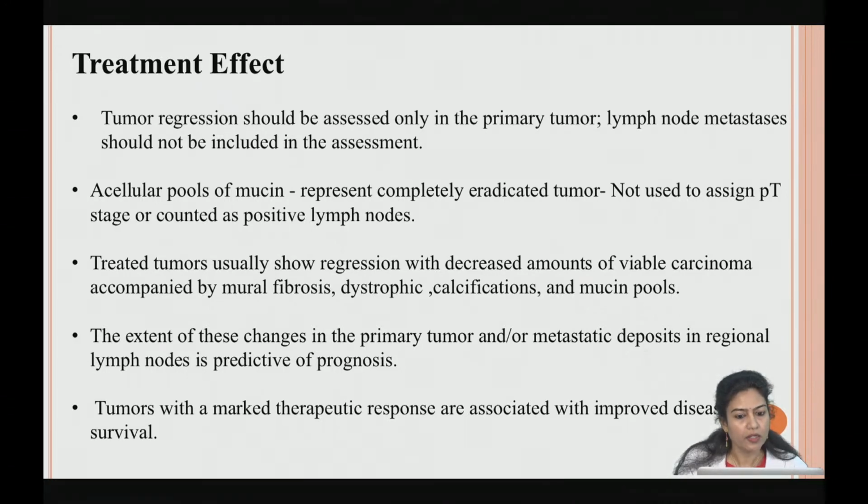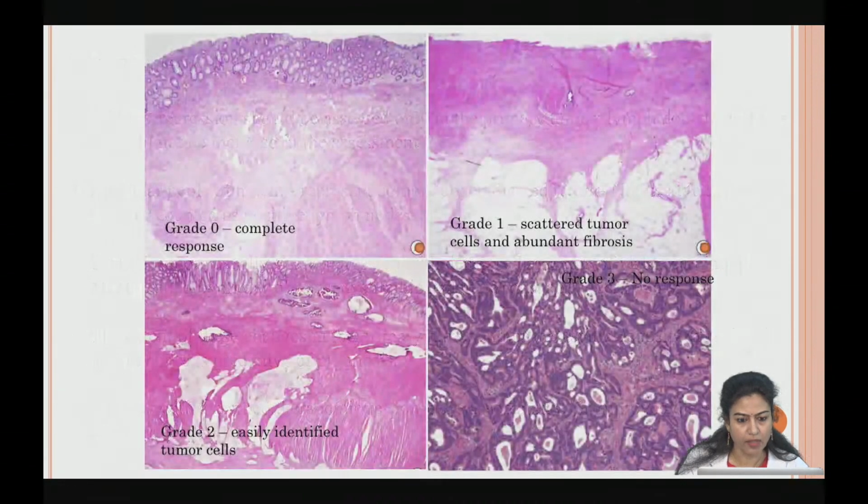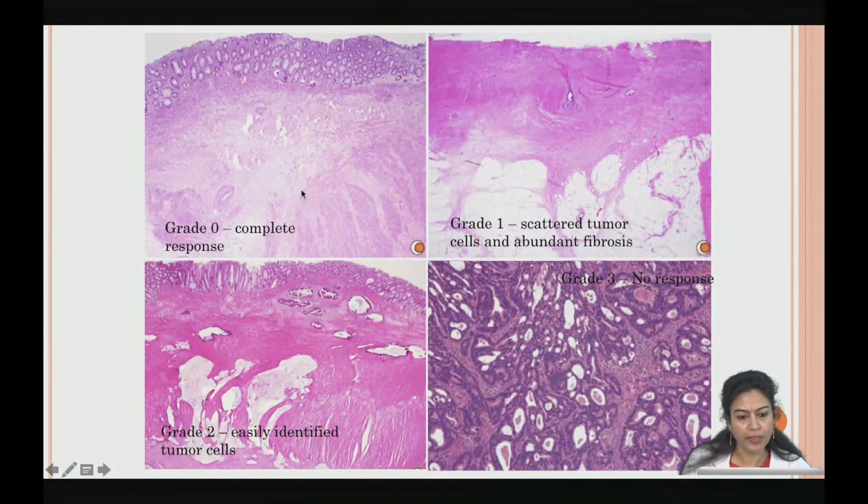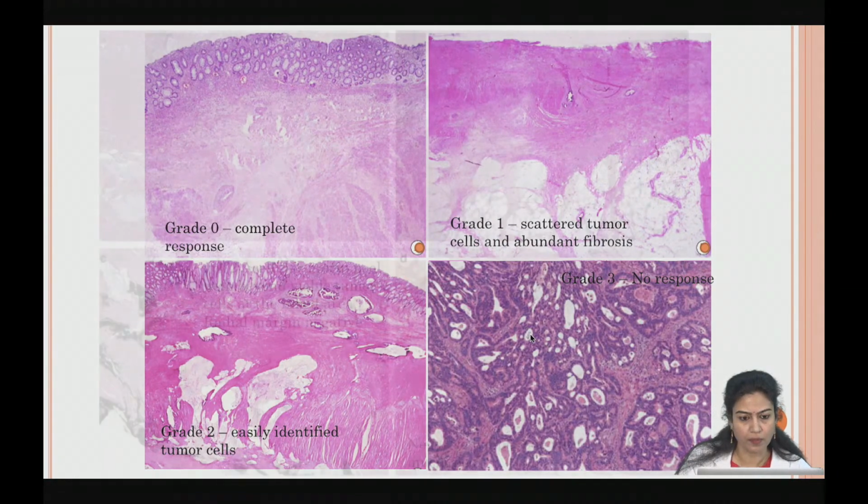And when you have acellular pools of mucin, do not assign any pT stage or count it as a positive lymph node. The extent of these changes in the primary tumor or the metastatic deposits is predictive of prognosis and of improved disease-free survival. So this picture shows a complete response, whereas here you have scattered viable tumor cells, which makes it a partial response or grade 1. Grade 2 is an easily identifiable tumor response, and grade 3 is where there is no response.